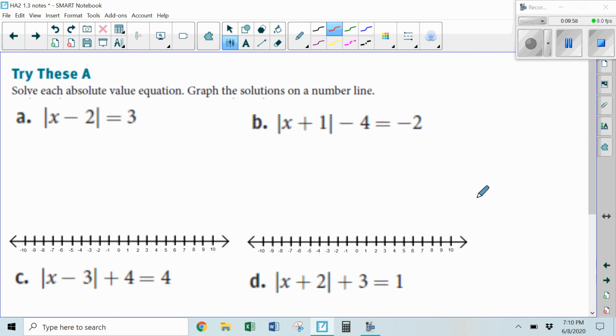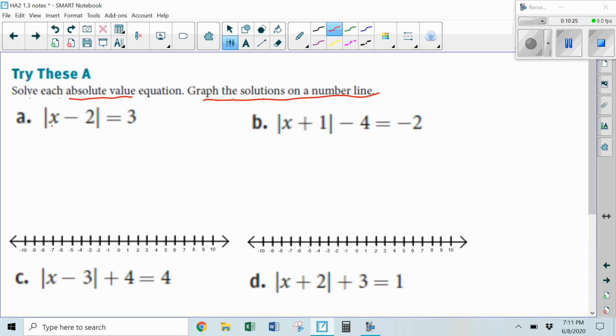Okay, so at the bottom of page 11, you will see 4 problems. And we'll do the A and B together. I'll let you do C and D for practice. So it says, solve each absolute value equation, graph the solutions on a number line. So here we go. Part A, the absolute value is already isolated.